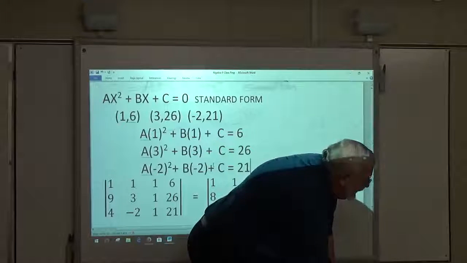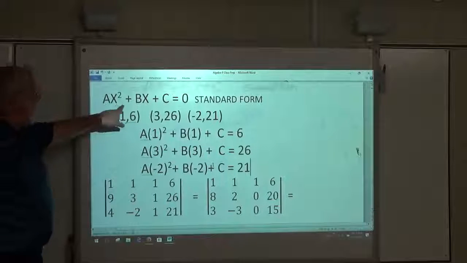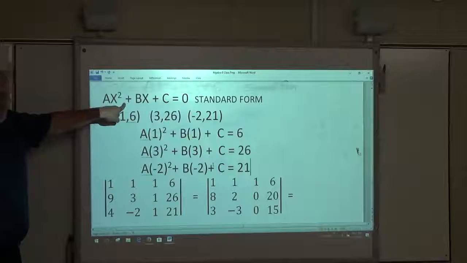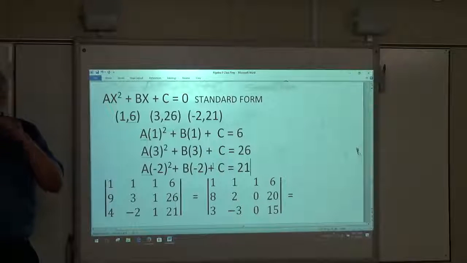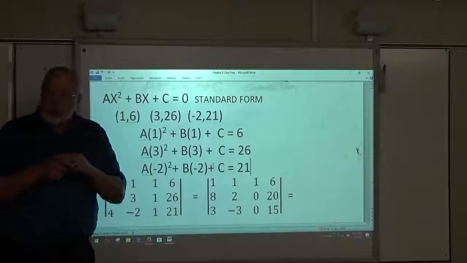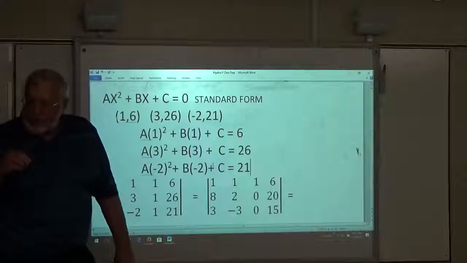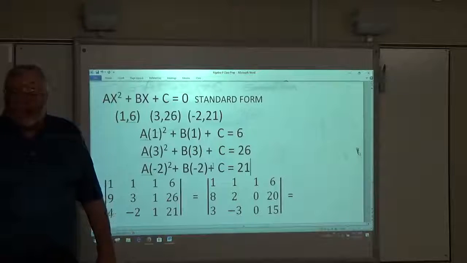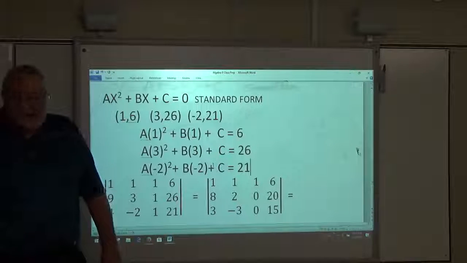There it is right there. Okay, so what is this? It's the standard form. Okay? Now, what we're going to do now is we're going to assume that we are given 3 points on a parabola, and that we have to come up with the equation of the parabola.